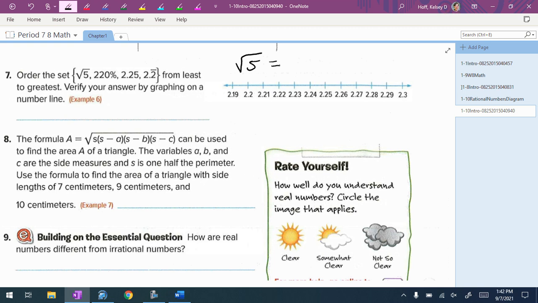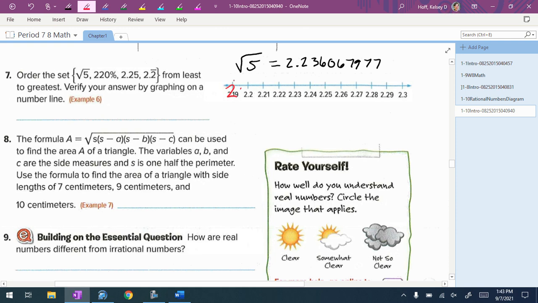I'm going to steal it off Jack's calculator here. He's got 2.236067977. Some of you might have 978 maybe, or 98. Do you agree with me? Okay. Then we go to the next number.